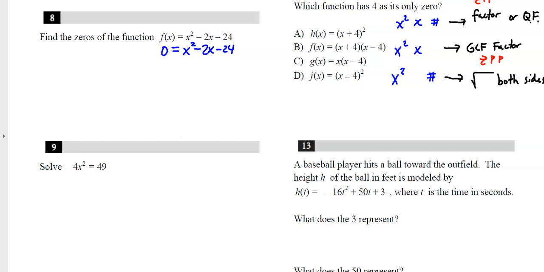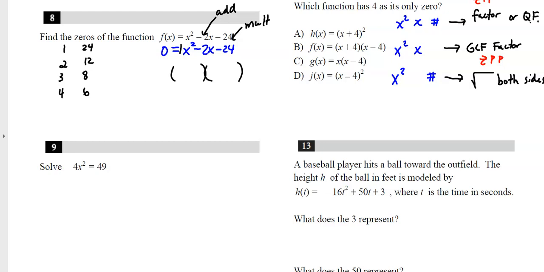So let's try to factor this. I notice a is 1, so this should be an easier factoring one. So the game is to find 2 numbers that multiply to make 24, but those same 2 numbers have to add to make -2. So the factors of 24 are 1 and 24, 2 and 12, 3 and 8, and 4 and 6. Those are the only ways to make 24.